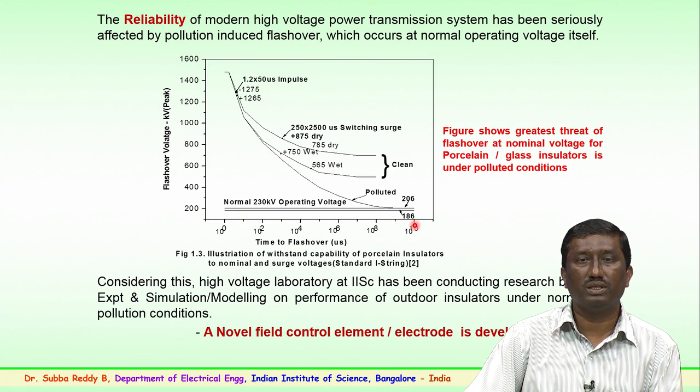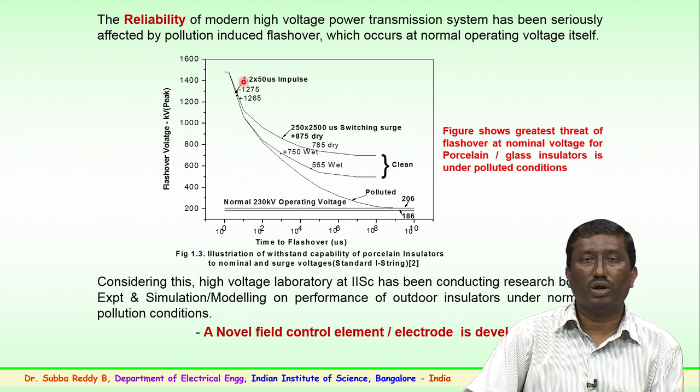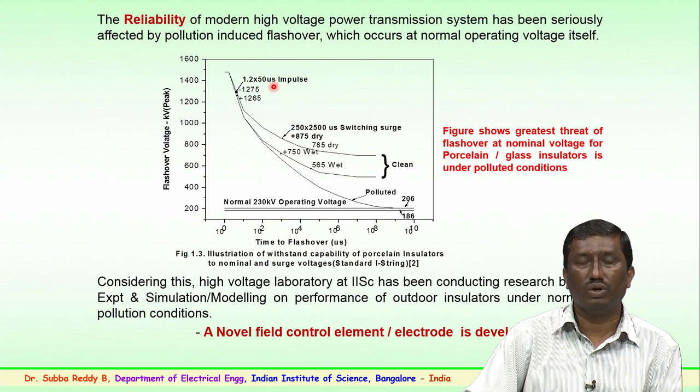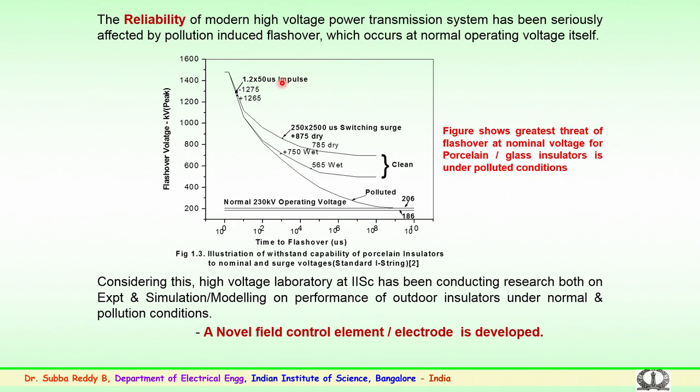186 kV is the minimum operating voltage for a 220 or 230 kV system. 206 kV is the actual operating voltage. For a 220 kV system, 1.2 by 50 microseconds is the impulse voltage, or a lightning surge, which an insulation has to withstand. For dry conditions, 1275 kV is applied where the insulation withstands.